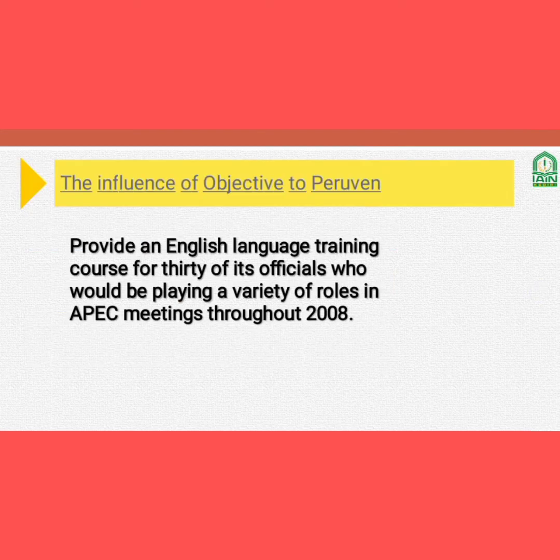Okay, the next: provide an English language training course for 30 of its officials who would be playing a variety of roles in APEC meetings throughout 2008. So here, the New Zealand government agreed to fund a 20-week program for two intakes of officials from Peru. Its overseas aid agency, NZAID, appointed Victoria Link.